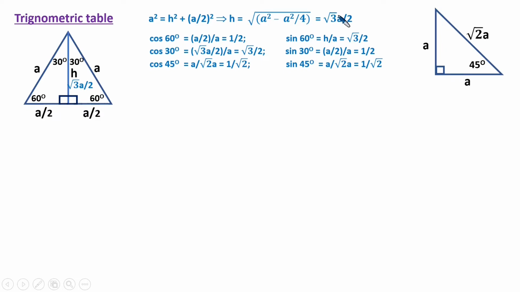So once I know this height, what is cos 60? Cos 60 is base a by 2 divided by hypotenuse a, the a's get cancelled. So you have half here. Similarly, what is cos 30? Cos 30, this is the 30 degree angle I take from here. So this now becomes the base. So base is root 3 a by 2 divided by hypotenuse a. So I get root 3 by 2.